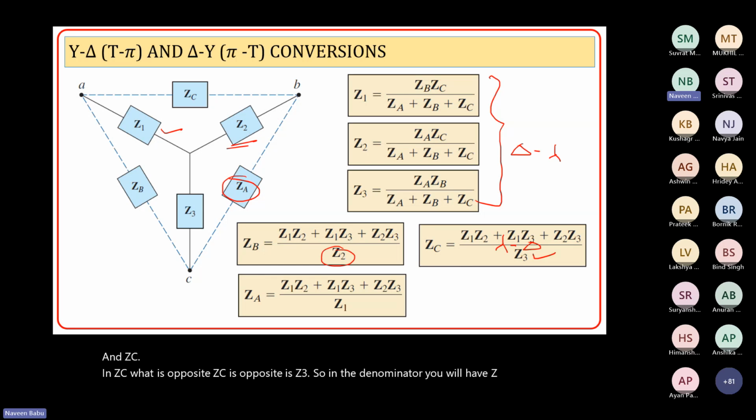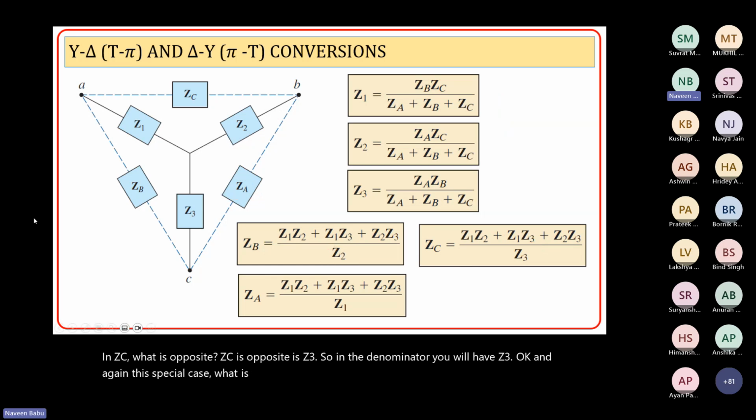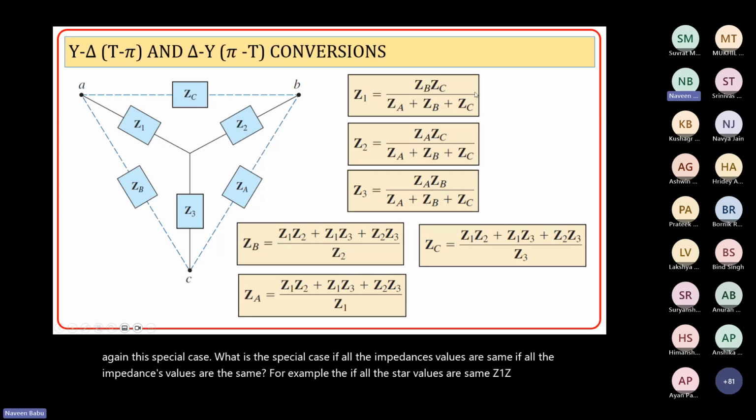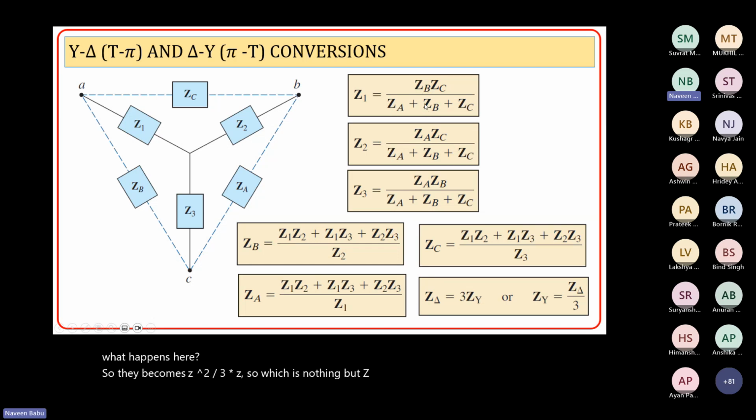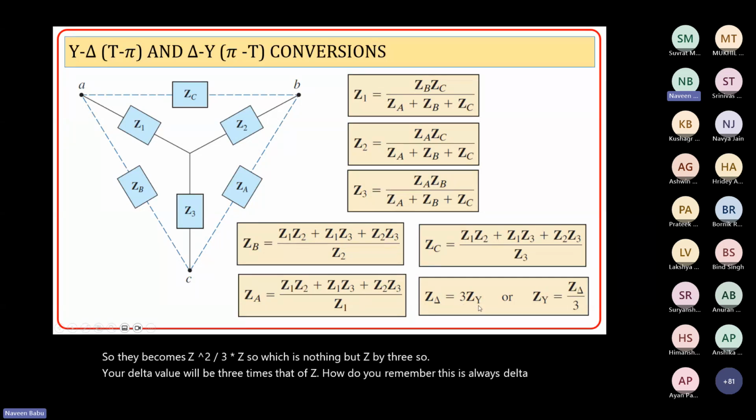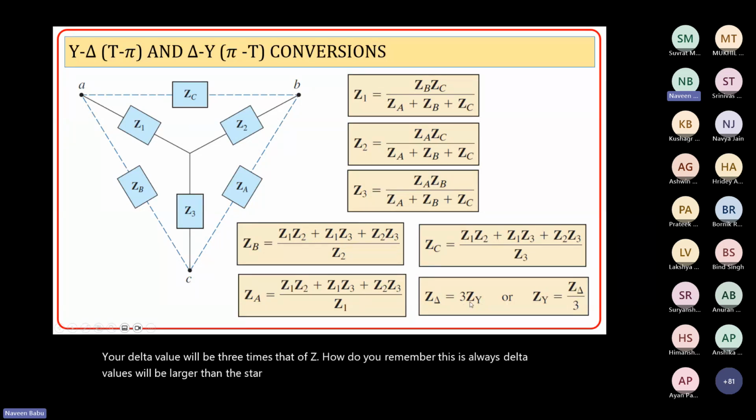Okay. And again, what is the special case? If all the impedance values are the same, for example, if all the star values are the same, Z1 equal to Z2 equal to Z3, then you get Z squared divided by 3Z, which is nothing but Z by 3 for the delta-to-star case. So your delta value will be 3 times that of Z star. How do you remember this? Delta values will always be larger than the star values. So the impedance of delta will be thrice the impedance of your star network.